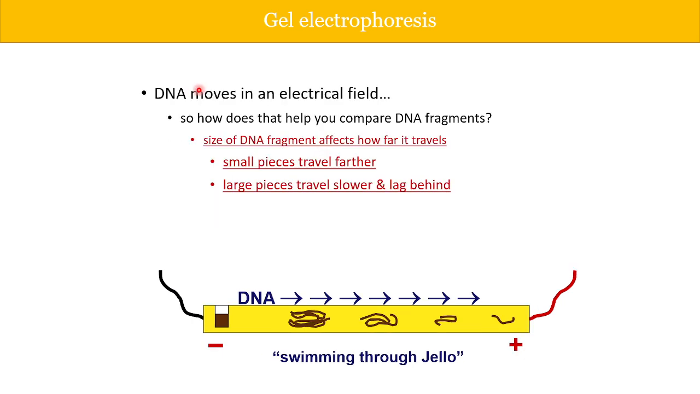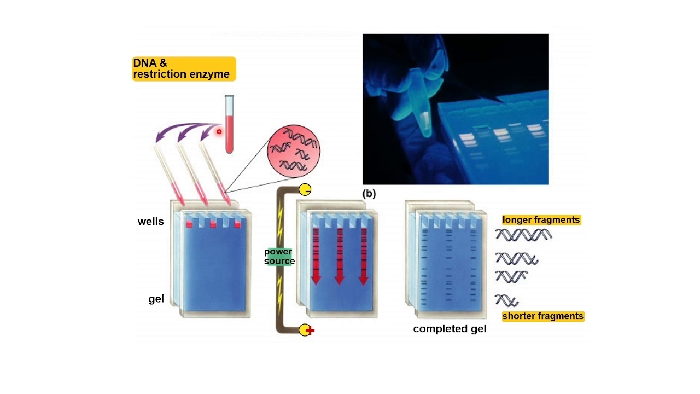Now, DNA moves in an electric field. So how does that help you compare the DNA fragments? The size of the DNA fragments affects how far they travel. Smaller pieces travel faster, larger pieces travel slower and lag behind. It's simply like swimming through a jelly-like material, where the jelly is your agarose matrix, or a gelatin-like material.